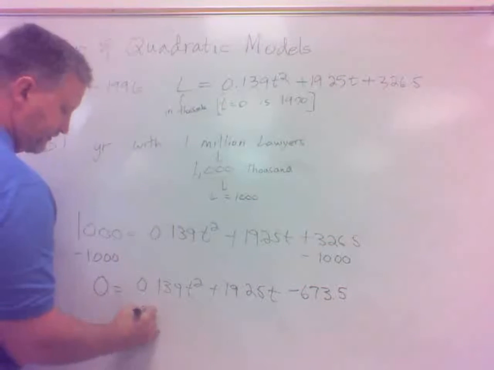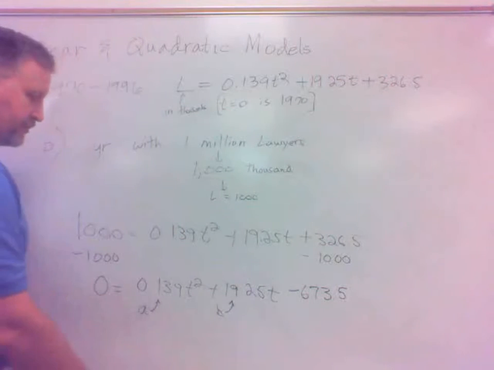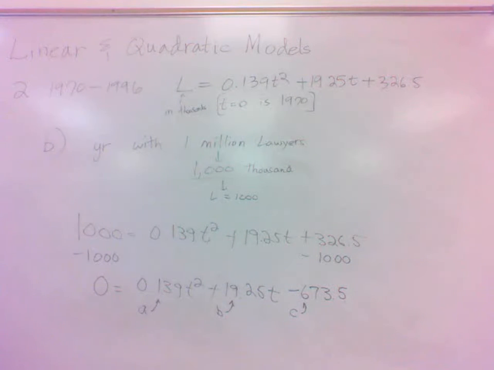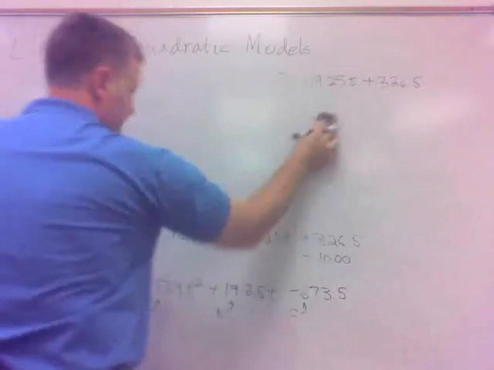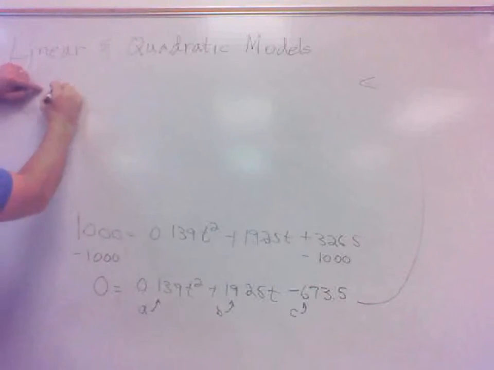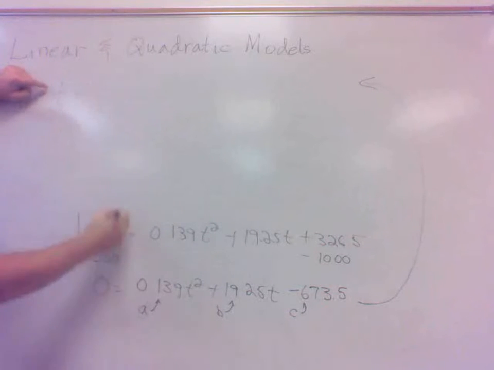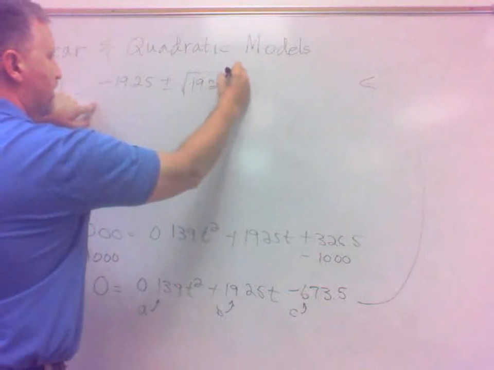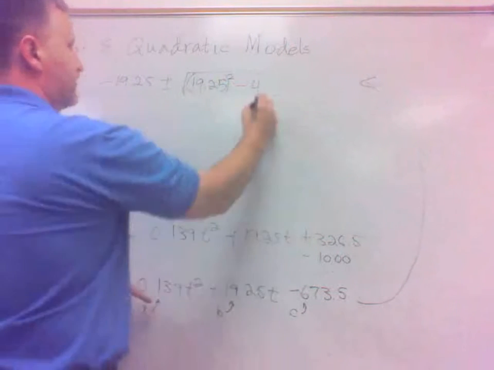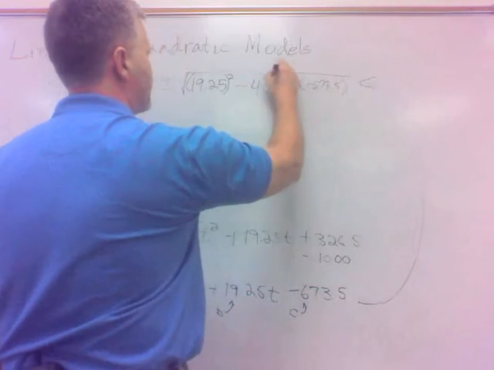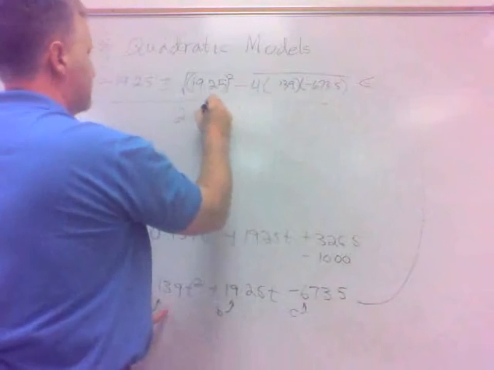So there you go for the quadratic formula. A is going to be 0.139, B is going to be 19.25, and C is going to be negative 673.5. Okay? All right, so let me get some room here so I can write the rest of this down. In this case, t equals minus b, negative 19.25, plus or minus the square root of b squared, so 19.25 squared, minus 4ac, so minus 4 times 0.139 times c, which is negative 673.5, all over 2a, so that'd be 2 times 0.139.